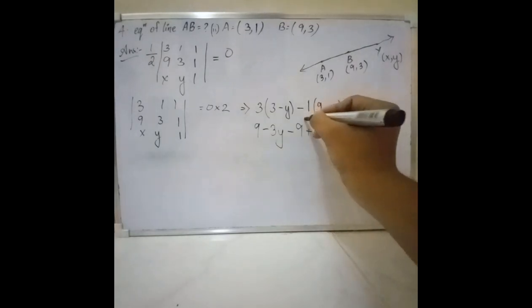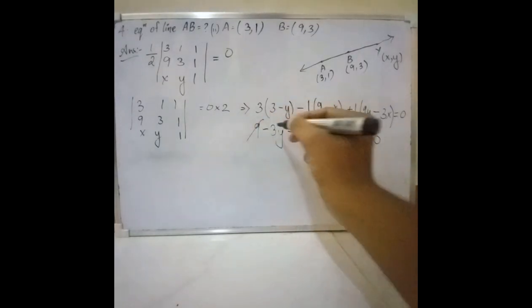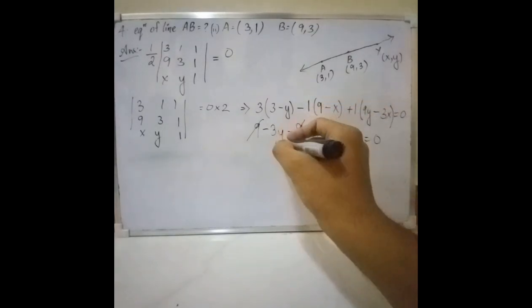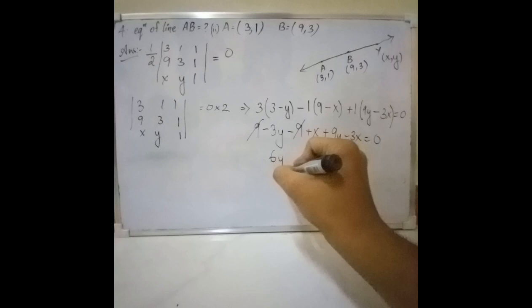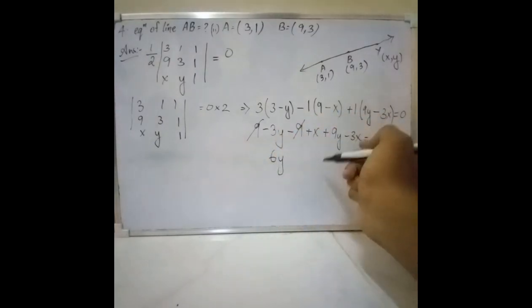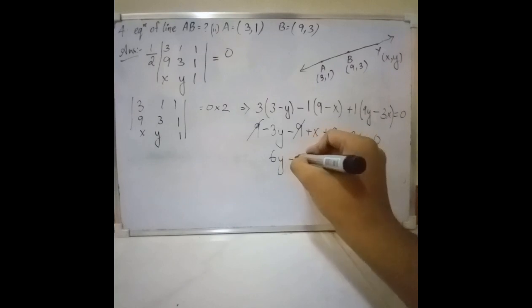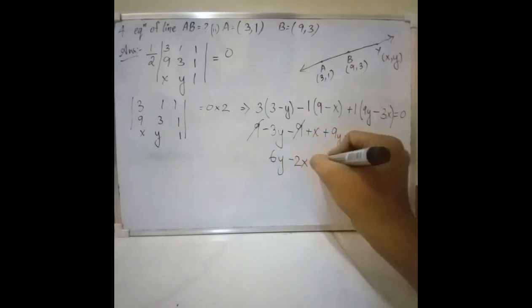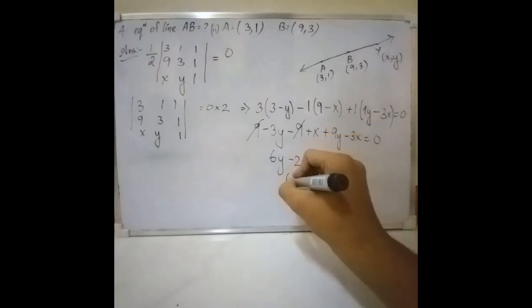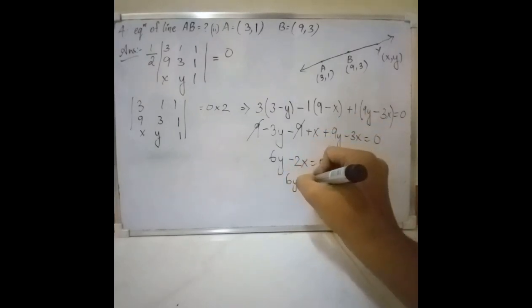Now you can do the cancellings. 9 minus 9 would be 0. Then 9y minus 3y would be 6y. 9 minus 3 would be 6. Then y. x minus 3x would be minus 2x. And this has to be equal to 0. Now taking 2x to the other side. So 6y equals 2x.